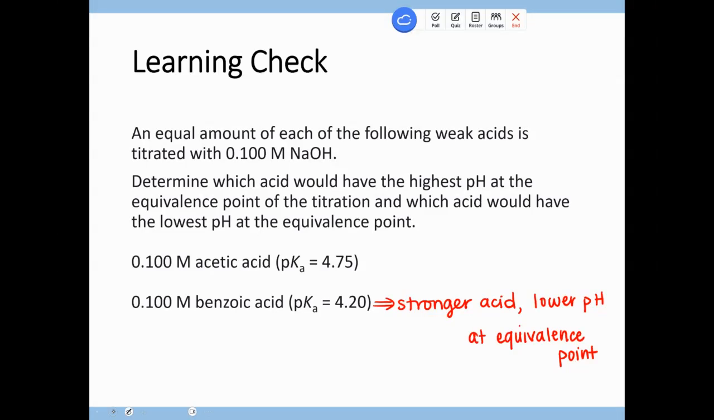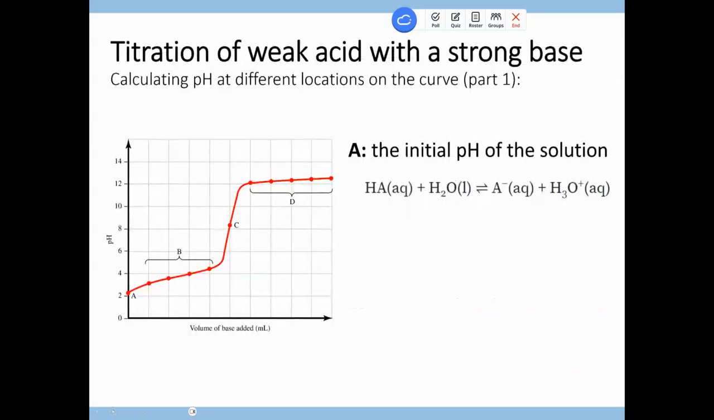Okay, so that was just thinking conceptually, not doing a calculation there. Now let's go through each part of a weak acid titration curve, titrating it with a strong base, and then how to find pH at each of those points. Again, we're assuming that we have the information needed. So here we have to assume that we know the initial concentration of the acid added.